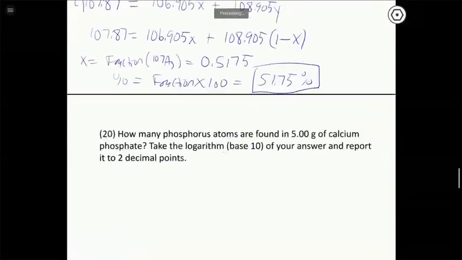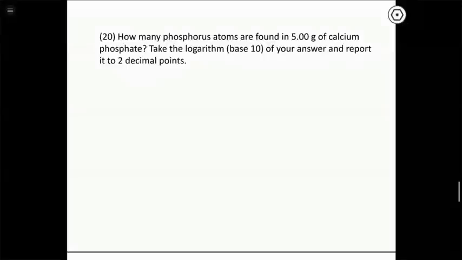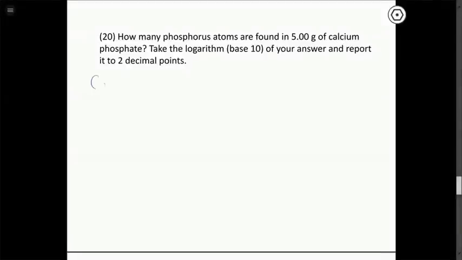All right, number 20. Now we're starting to talk about conversions involving moles. So we want to know how many phosphorus atoms are found in 5 grams of calcium phosphate. One thing we'll need for this problem is the formula for calcium phosphate, because that's going to give us the molar mass of calcium phosphate, and also tell us how many phosphorus atoms are in the formula, which are both important pieces of this. So calcium phosphate, we have calcium 2 plus paired with PO4 3 minus.